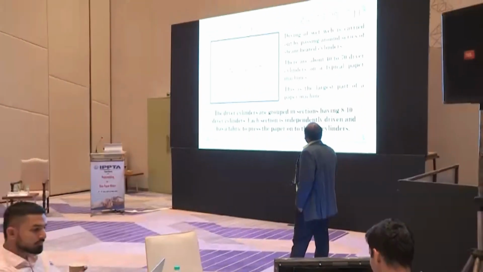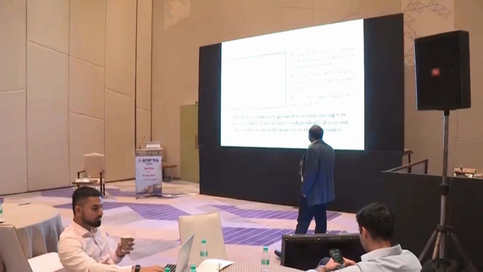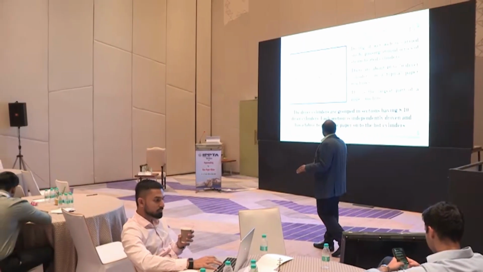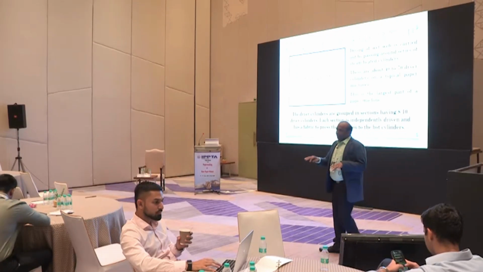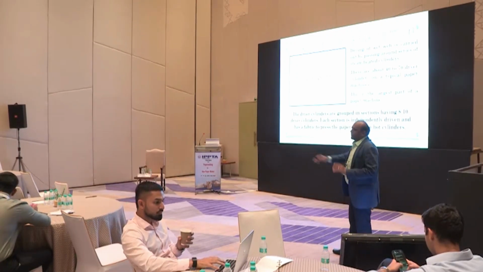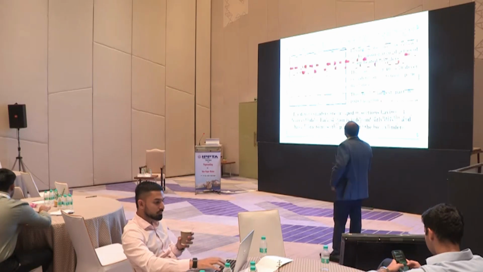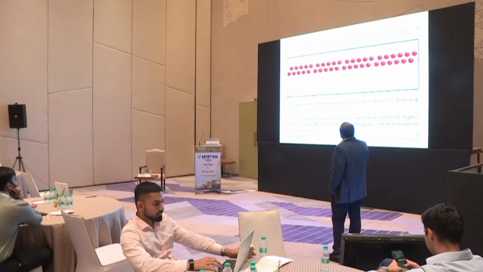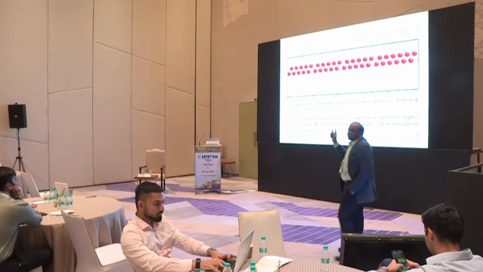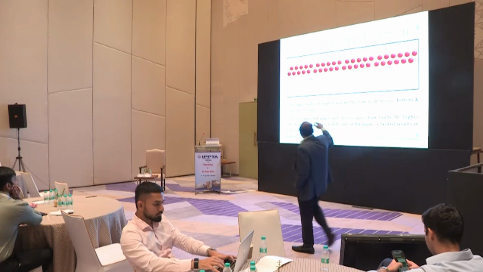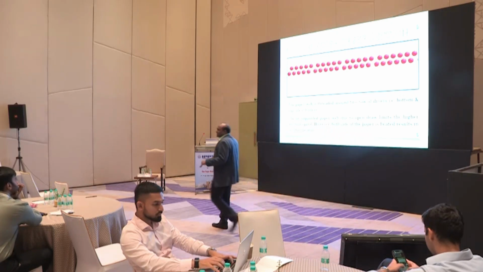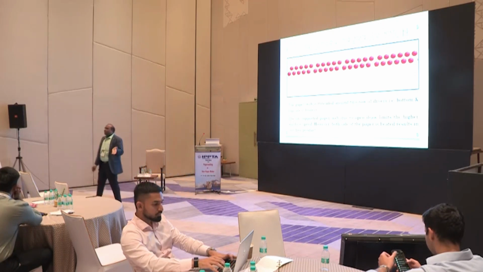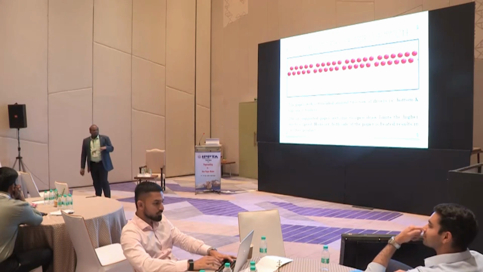The dryer cylinders are grouped in sections having 8 to 10 dryer cylinders in each section, independently driven, and each has a fabric to press the paper and to hold the paper web to travel onto the hot cylinders. Now here, the red rollers are considered as cylinders. So top and bottom, both sides we are having cylinders, so that the top side of the paper also will get heated and the bottom side of the paper also will get heated.